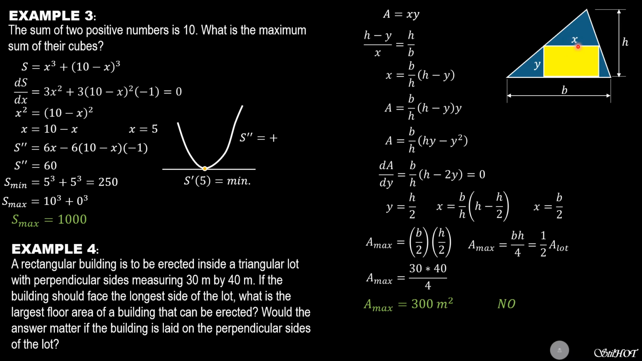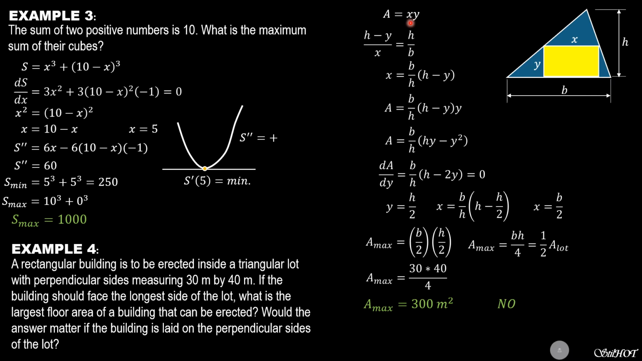I'll denote the dimensions of the rectangular area as x and y, and the base of the triangular lot, b given, but we'll just denote it with b, and the altitude also h given. We'll just denote it by h. So by similar triangles, this is h minus y. We have this triangle similar with a bigger triangle. So h minus y is to x as h is to b. Solving for x, x is b over h quantity h minus y.